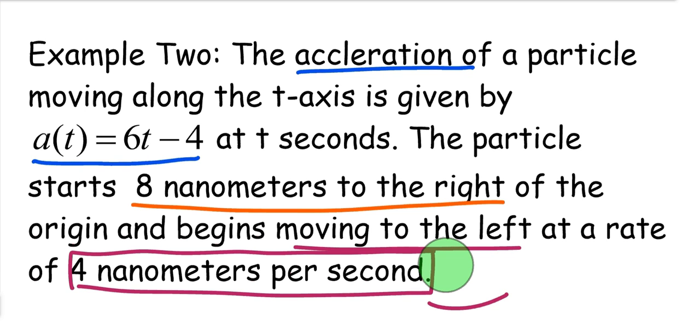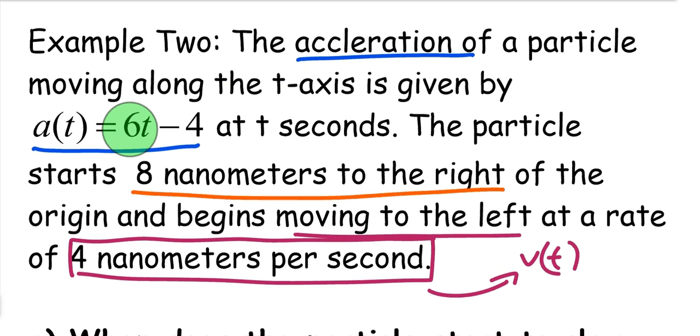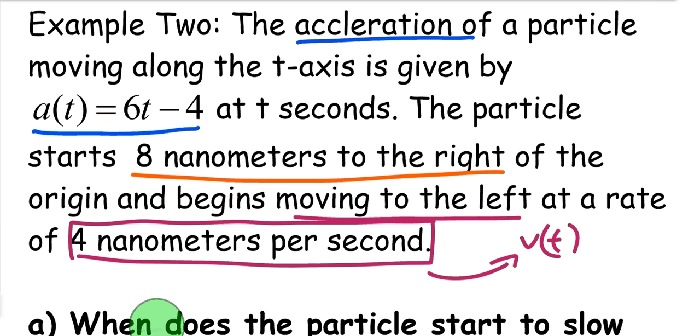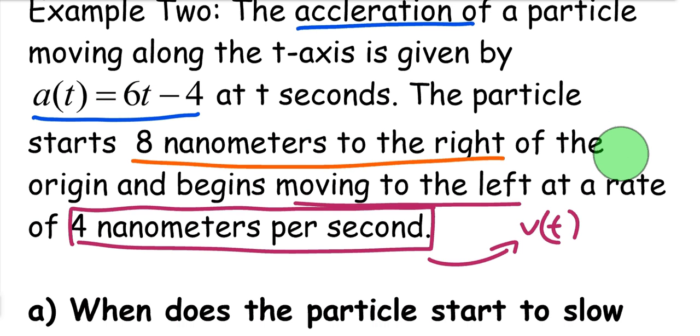Okay, so we want to draw an arrow here and mention that when the units are nanometers per second or meters per second, that's referring to the velocity, v of t. We'll be more specific in a second, but for right now, we're given its initial velocity, its initial position, and an acceleration equation, right? So all that being said, the question is going to ask for when does the particle start to slow down.